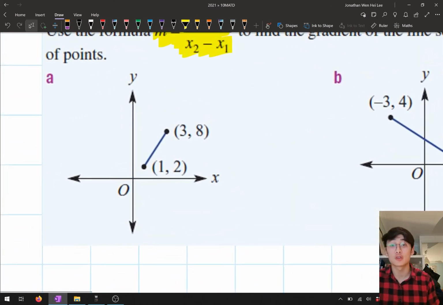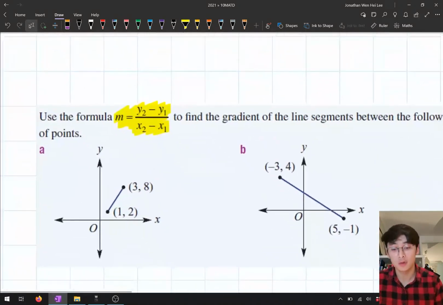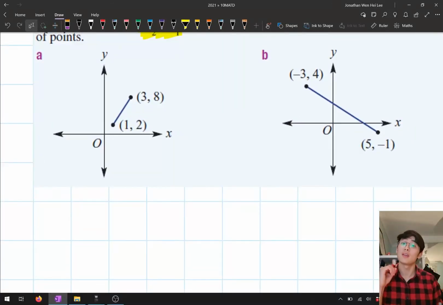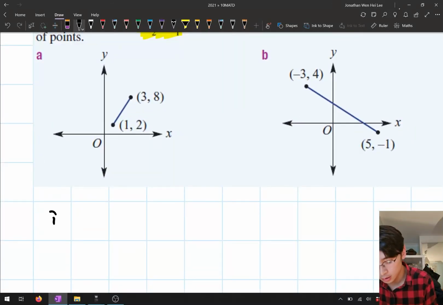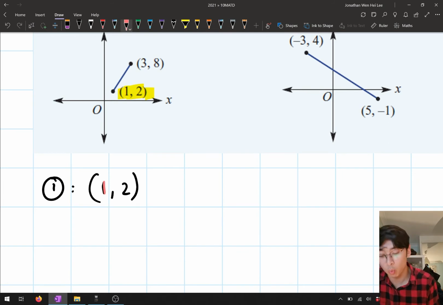This first example, I have 2 points, 1, 2, and 3, 8. The first step was to label your first coordinate. We start from our left and move to our right, so our first coordinate is just going to be 1, 2, because that's the coordinate on the left here. I'm going to label the 2 coordinates. Here, this 1 is my x1, and 2 is my y1.